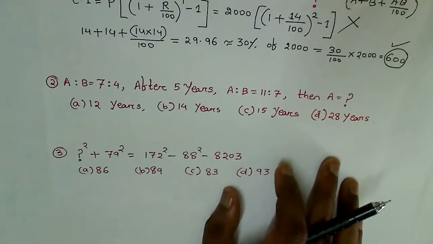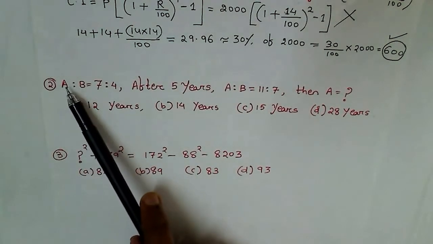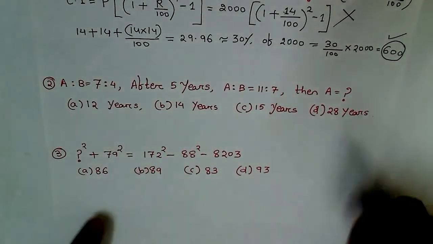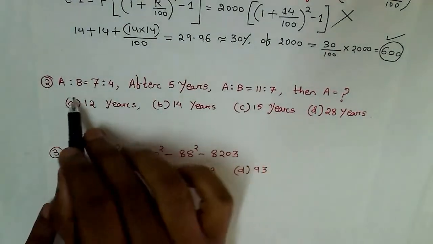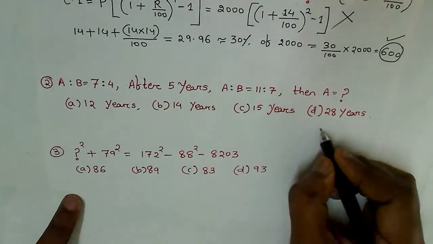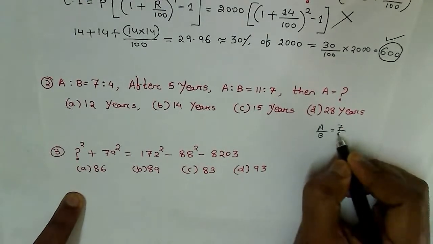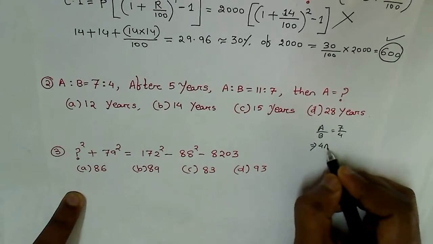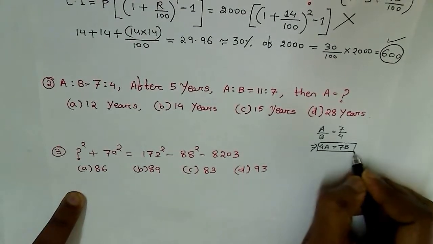Similarly, let's come to the second question. In the second question, the ratio A by B is given as 7/4. I will tell you the conventional way to solve this. A by B equals 7/4, which implies that if we do cross multiplication, 4A equals 7B. This is one equation we get.